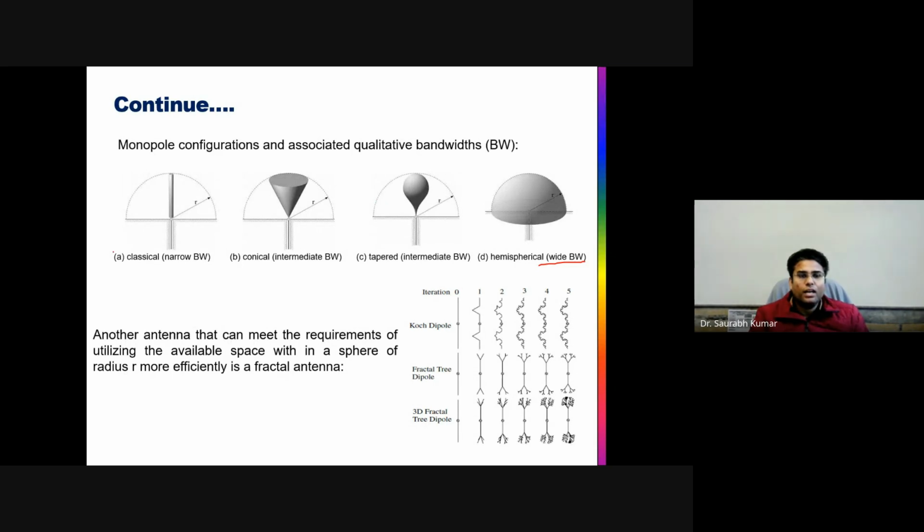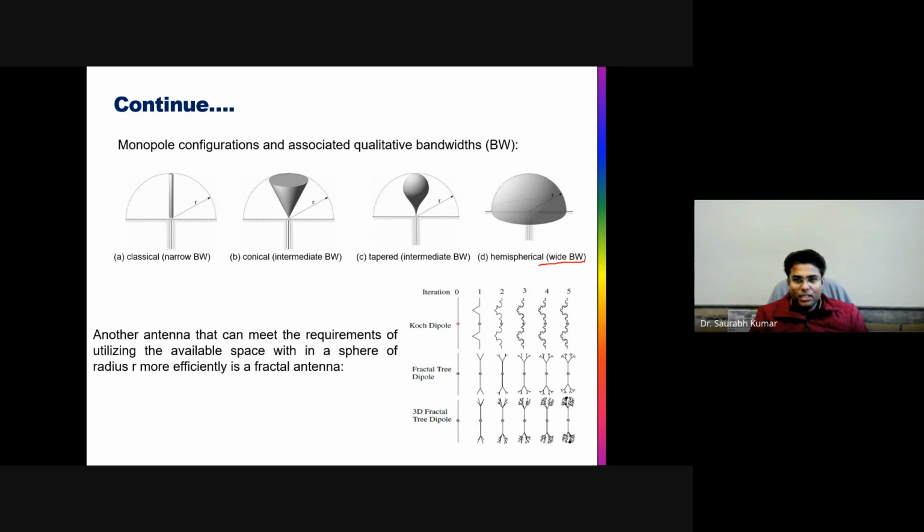Another antenna configuration can meet the requirement of utilizing the maximum space with the help of mathematical equations, and those are fractal equations, you can say. Fractal means self-repetitive geometries. So if you see the Koch dipole here, this is the Koch fractal dipole, this is the fractal tree dipole, this is the 3D fractal tree dipole. So all these are utilizing the fractal geometry.